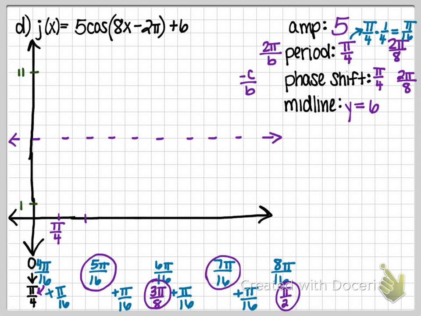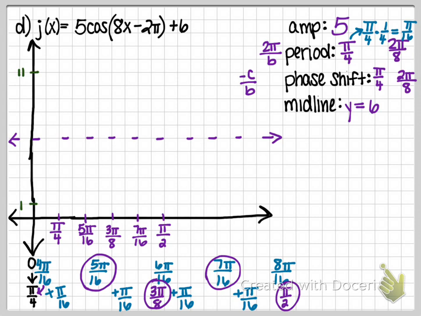Thank you. So we have pi over 4, and then we have 5 pi over 16. Then we have 3 pi over 8. Then we have 7 pi over 16. And then we have pi over 2. So, we will go from there.